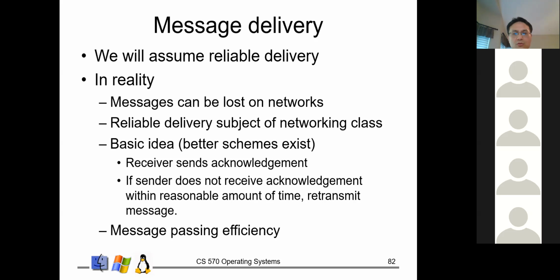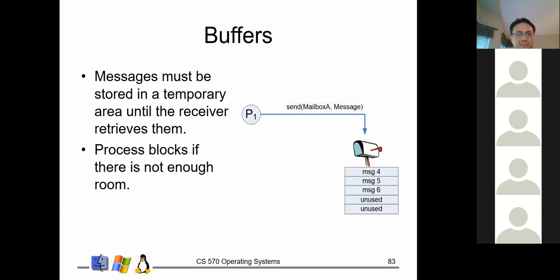All right, reliability is one aspect of messaging. Another aspect is message passing efficiency, especially over the network. We won't discuss the efficiency part in this class. There is also the security side of message passing. We won't discuss that either in this class. If you are interested, you can look at the textbook, and there are some details there. All right, let's quickly go through some.